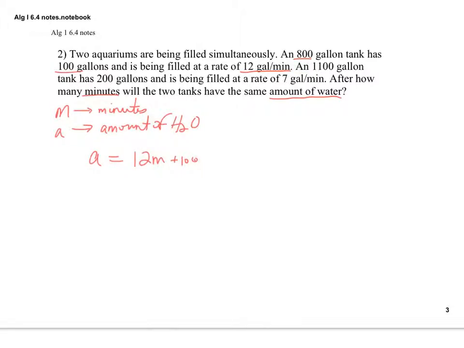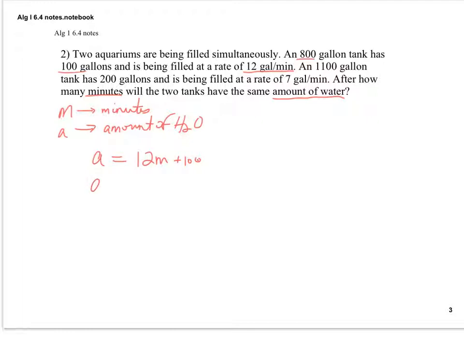For my other equation, I'm going to have A right here instead of Y like I did a minute ago. And it's very similar. I've got some extraneous information there. What I do need is that 200 gallons. That's how much water is already in my tank, so I'm going to put that right out there. That's like my y-intercept if I was graphing this. And it's being filled at a rate of 7 gallons per minute. So I'm going to say M right there. And I need a little plus sign in between those two. So these are my systems of equations.